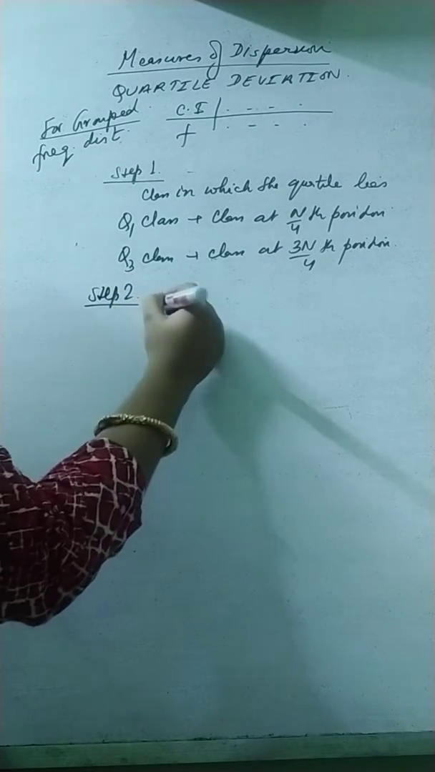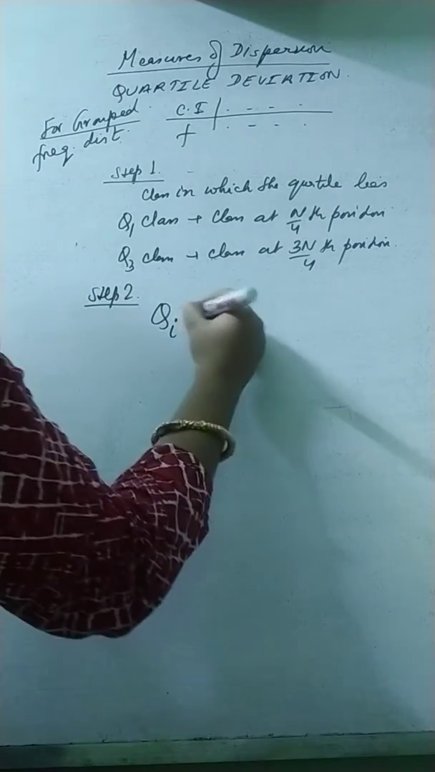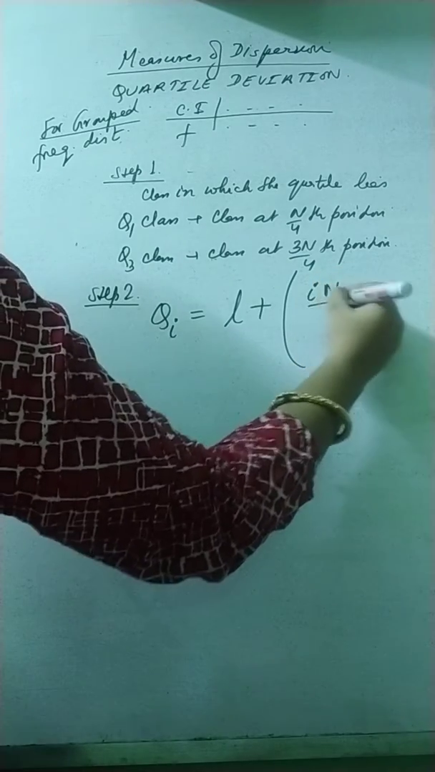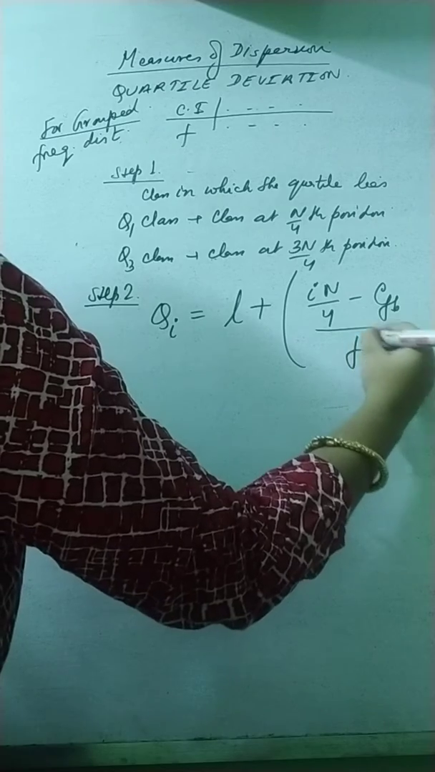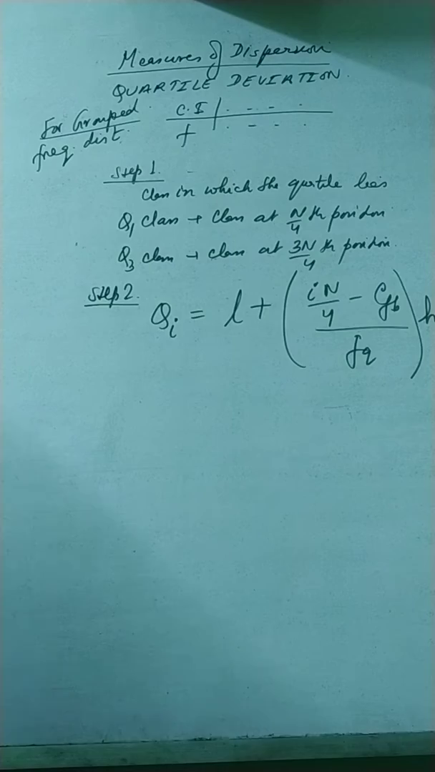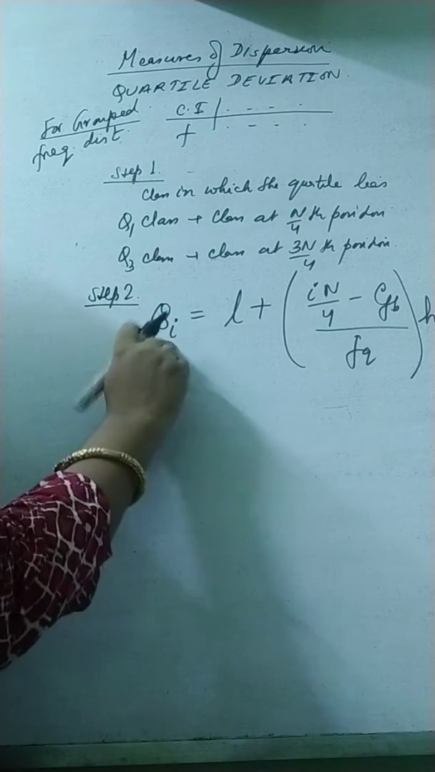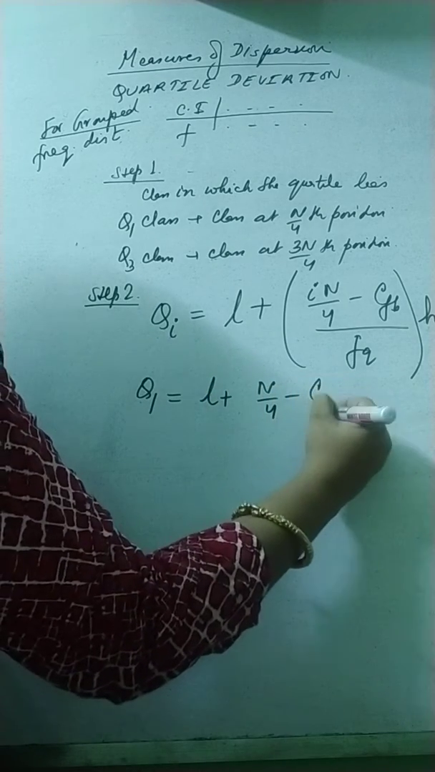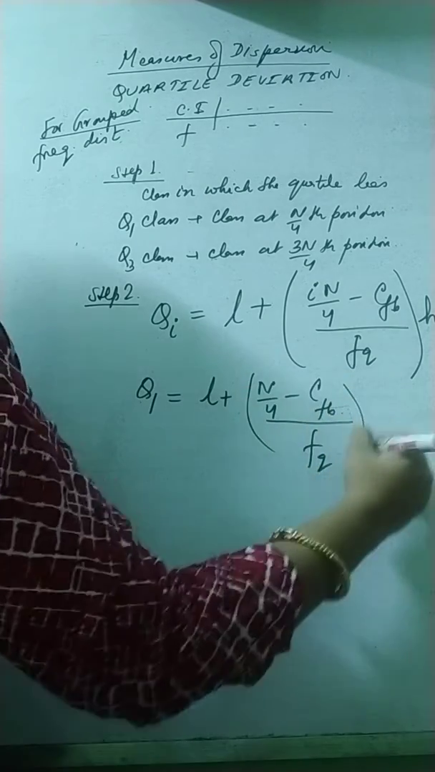Step 2: the corresponding quartile Qi will be obtained from the formula L plus (i n by 4 minus CFB) by FQ into H. What is Qi? If I want to find Q1, here i is 1, so it will be L plus (n by 4 minus CFB, suffix FB) by F suffix Q into H.